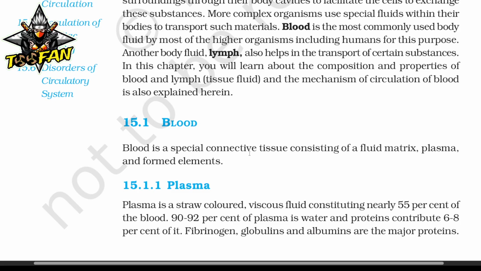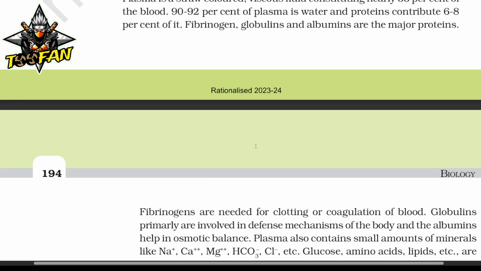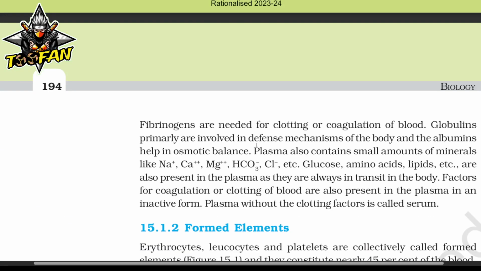Now, blood is a special connective tissue consisting of a fluid matrix, plasma, and formed elements. Plasma is a straw colored viscous fluid constituting nearly 55% of the blood. 90 to 92% of the plasma is water and proteins contribute 6 to 8% of it. Fibrinogen, globulin, and albumins are the major proteins. Fibrinogens are needed for clotting or coagulation of blood. Globulins primarily are involved in the defense mechanism of the body, and albumins help in osmotic balance.